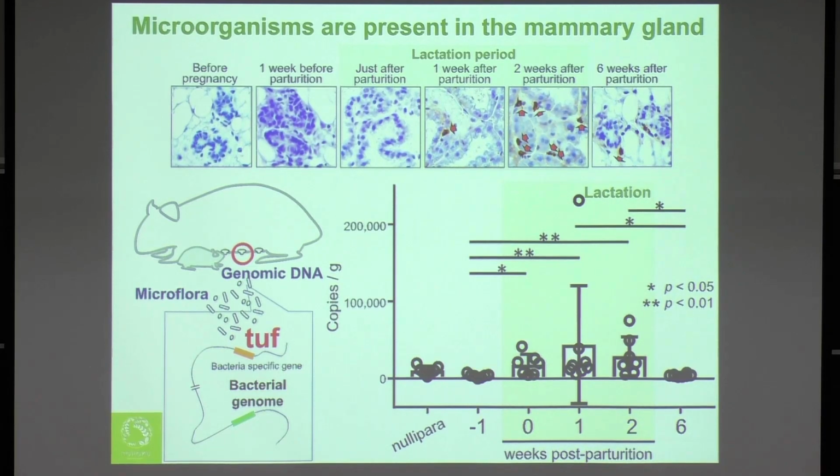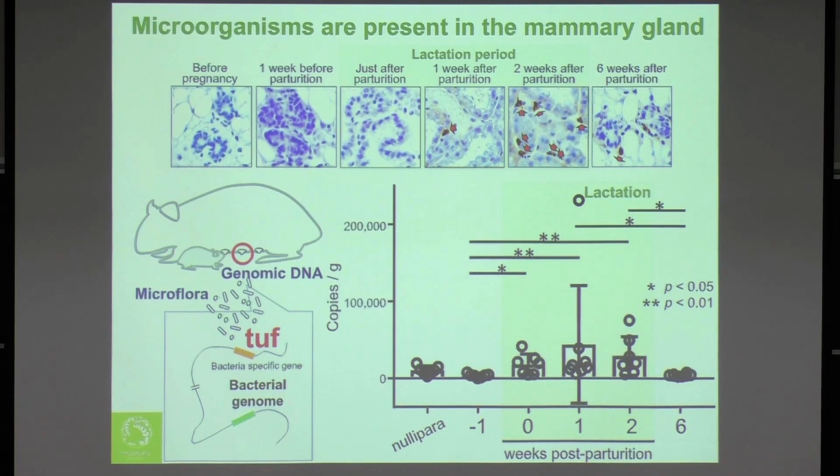The only difference is, in this case, we collected genomic DNA, not mRNA, and then performed the qPCR again in order to look at TUF gene copy numbers. Because the TUF gene is identified as a bacterial-specific gene that is localized on the genome with just one copy. So if you see one copy, that means you have one bacterium in the tissue. And this is the result.